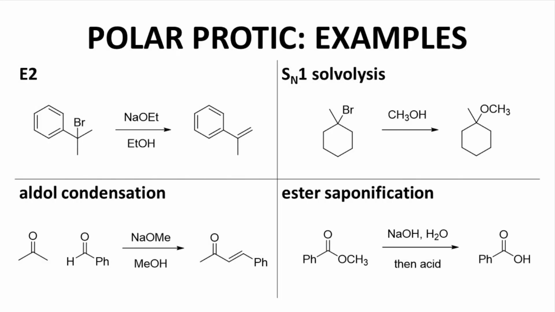Here are some representative reactions that are often performed in water or alcohols. E2 reactions with alkoxide bases are often performed in alcohols. SN1 solvolysis reactions, literally solvent cutting, very often use polar protic solvents, which help to stabilize carbocation formation, and the solvent is weakly nucleophilic to attack the carbocation. Aldol condensations are often performed in alcohol solvents. Of course, hydrolysis reactions, like this saponification of an ester to a carboxylic acid, very often are performed in water. Sometimes you might add a second solvent, a co-solvent, to help dissolve the starting material if it is not soluble in water.